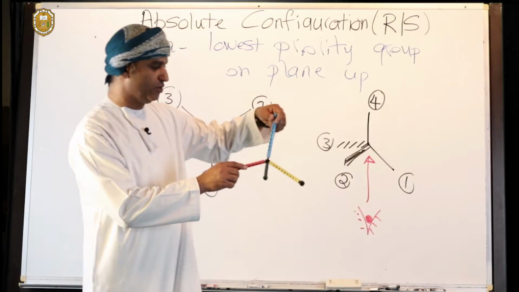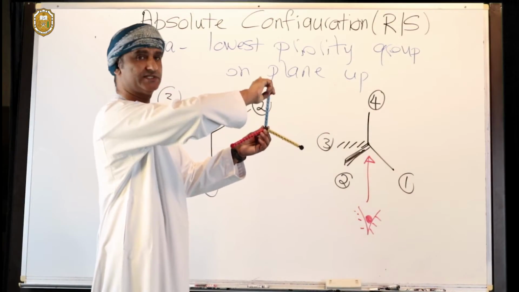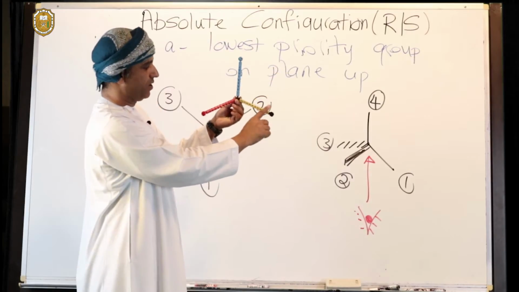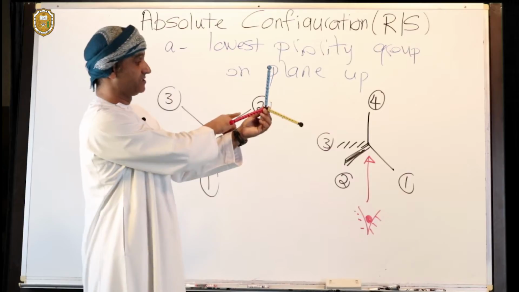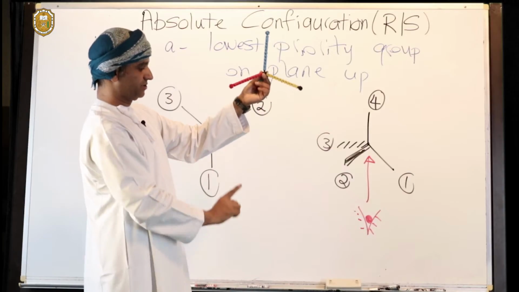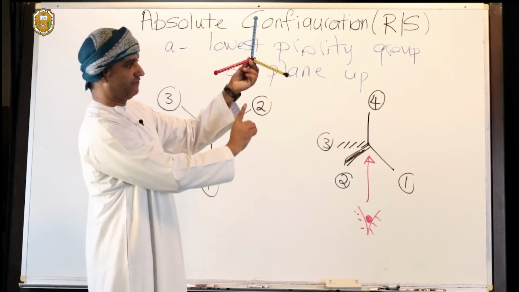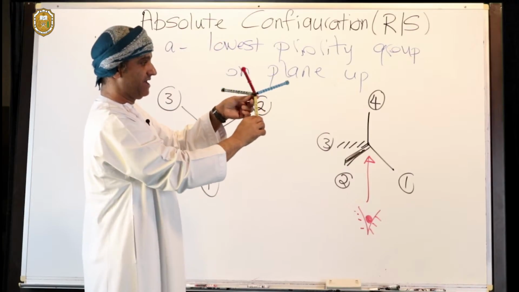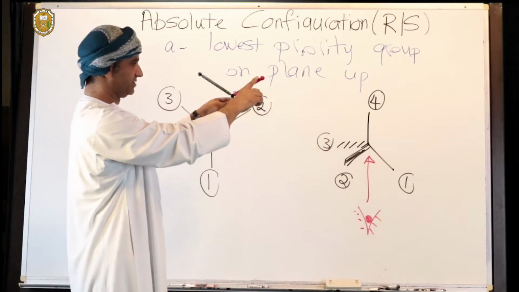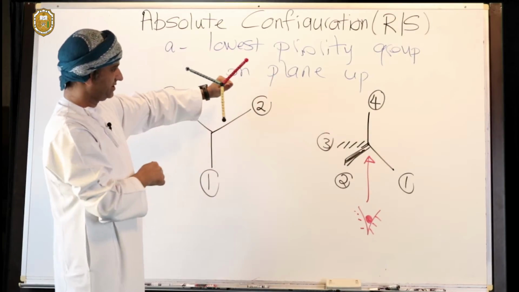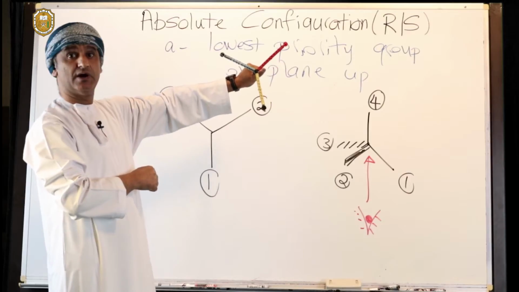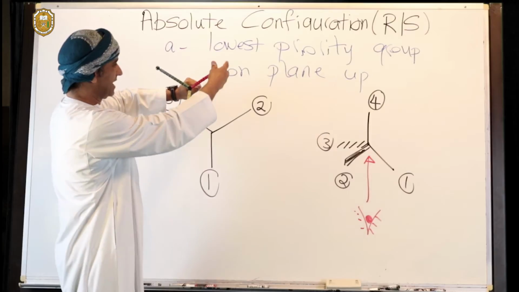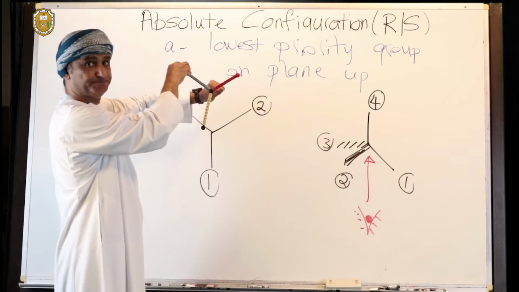Now, let's assume that the blue is the lowest priority group, so we need to look from here. And remember, this is 1, this is 2, and this is 3. If we look from here, so that the blue is not seen, or is behind, then we get something like that. It's in a way like a steering wheel, which is also correct. Okay, so we have 1, 2, and 3.